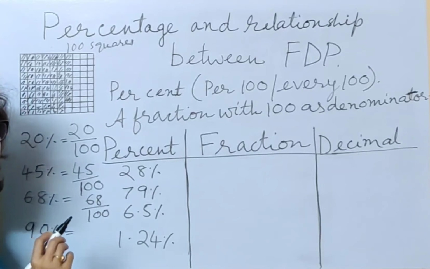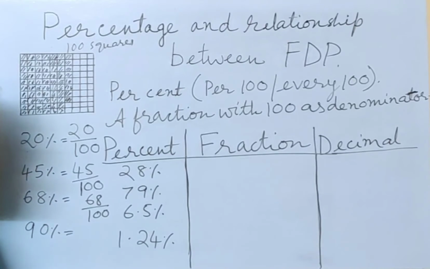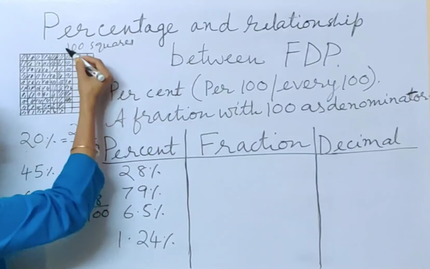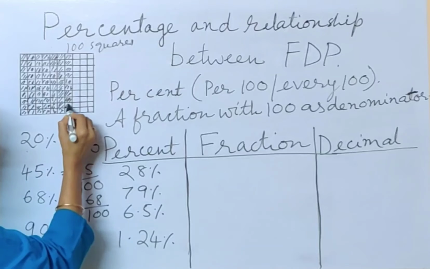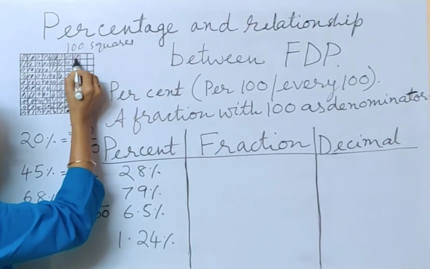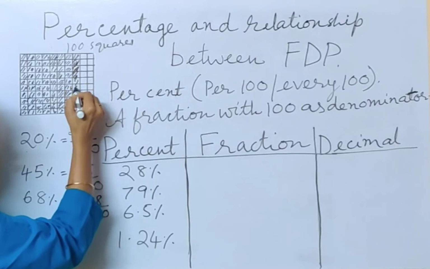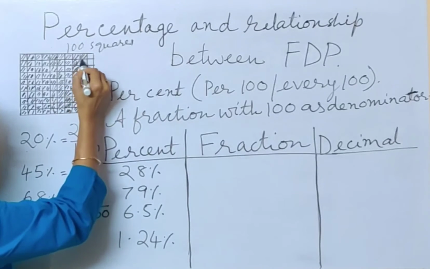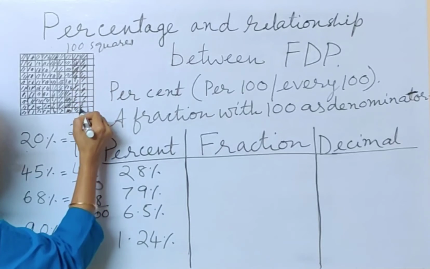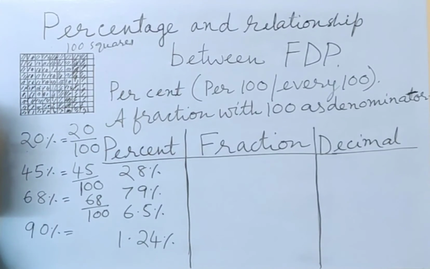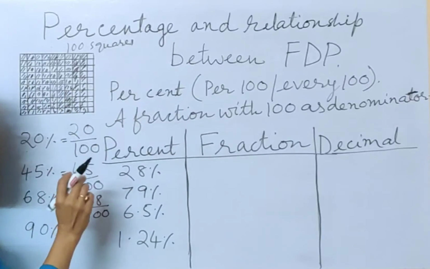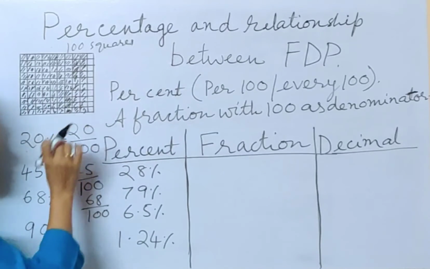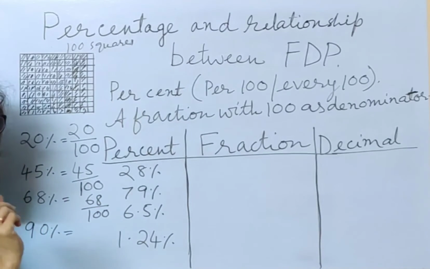Now 90%. Most of us are very excited when we say 90%. Oh, he scored 90%. She scored 90%. So 90 is a very familiar number to us, right? So 90%. Now I have here done 68. Now it becomes 70, and then 10 more squares, it becomes 80, and now 10 more squares, it becomes 90. See, 90% I have covered. That means 90 squares I have shaded out of 100 squares.